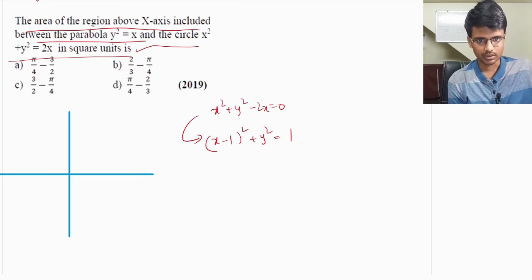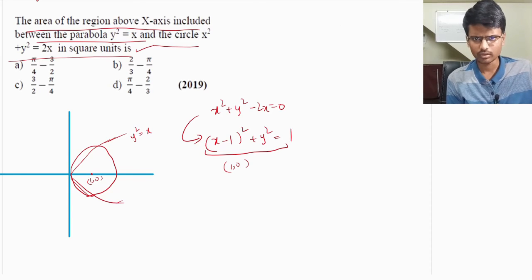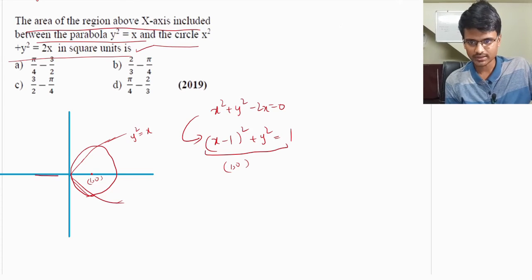Okay, that means the center is at 1 comma 0, right? Looking at this, so it is somewhere here. This is my center of the circle, and the radius is 1 unit. So my circle is like this. Okay, and my parabola will be something like this. This is my parabola, y square equal to x. Okay, the area of the region. So they are telling us the area with the x-axis and this circle and this parabola. So I have to only find this area.